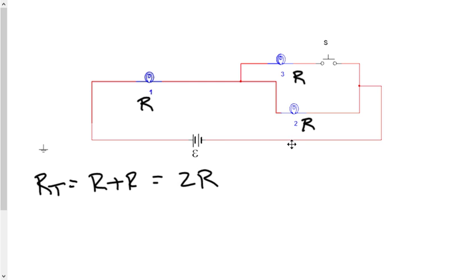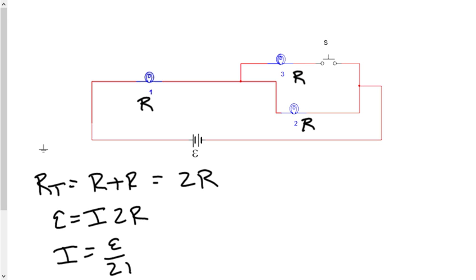And then you can figure your current by using V equals IR. So in this case, E is equal to I times 2R. So then your current equals E divided by 2R. Okay, so that's how you can do that pretty easily there. And you can kind of compare power and things like that just using that. And again, E could be any value. If you're more comfortable just putting numbers in, you can put a number in for your volts and a number in for your resistance. Now what happens when we actually close this switch?